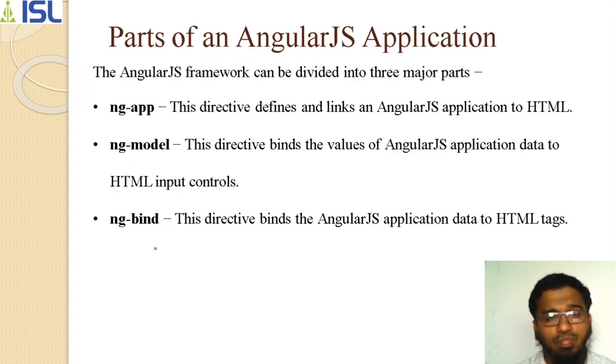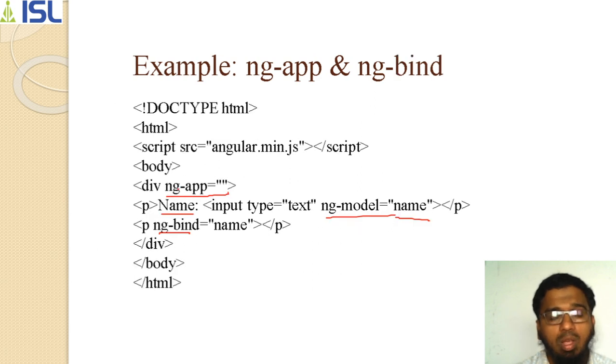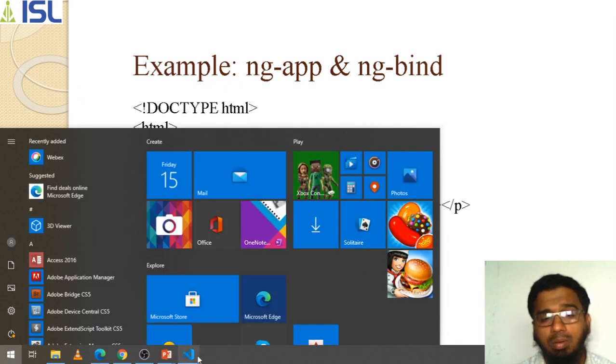So what is the use of this? Then you will understand now. What is ngApp? It is very, very important to link AngularJS to create a web application. Okay, I use ngApp. Next, name: whatever you write in the input type box will be bound with ngBind, bound with name. Okay, let me show you this example.